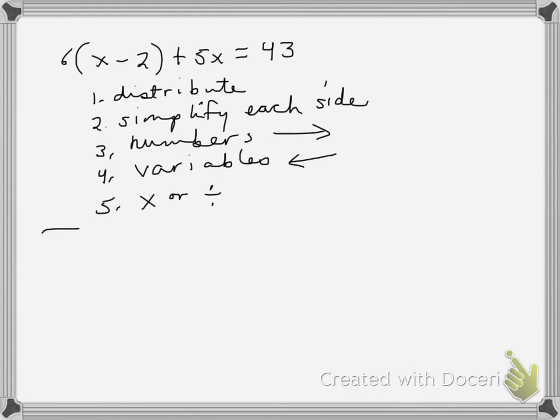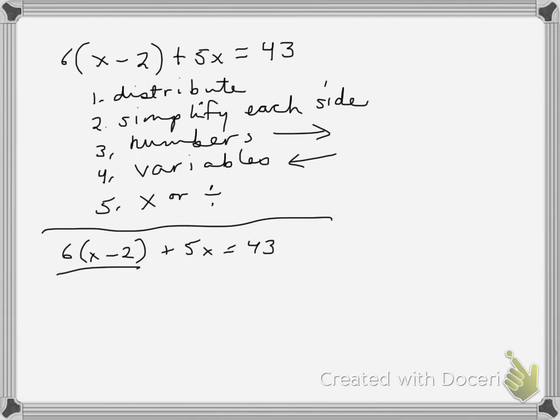Okay, so let's go ahead and do that problem. We're going to have 6 times x minus 2, plus 5x equals 43. I'm going to do my distribution first. This becomes 6x minus 12 plus 5x equals 43. My next step will be to simplify the left side of the equation by gathering these like terms. That would be 11x minus 12 equals 43.